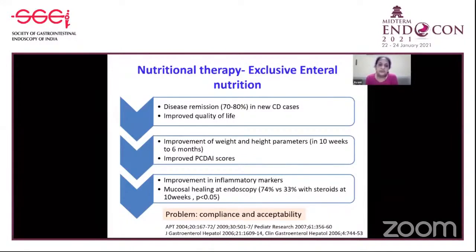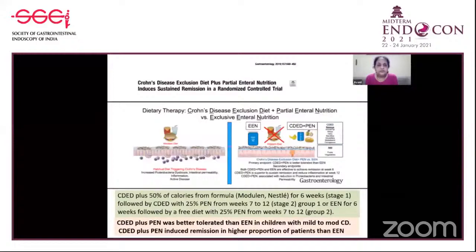But the problem was that in this therapy, the child is asked to have only that nutrition, only that formula, and he's not allowed to eat anything else. So you pick up a formula which is a polymeric formula, and the child has to drink that, or an NG tube is placed and the child is given only that formula for the 6 to 8 weeks that he's getting the exclusive enteral nutrition. And therefore, there was a problem of compliance and acceptability.